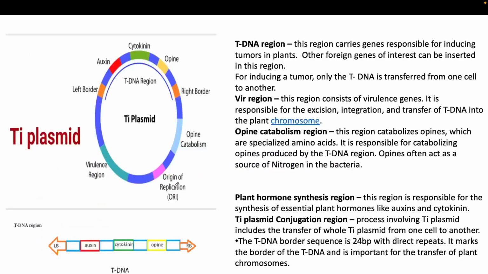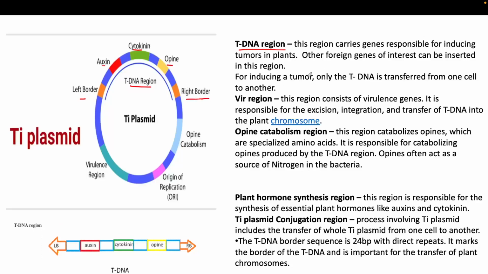So this is the structure of the TI plasmid. There are three major regions. One is the T-DNA region. Here you can see the T-DNA region. In the T-DNA region, there is a left border sequence, an auxin gene, a cytokinin gene, and an opine gene, and after that a right border sequence.